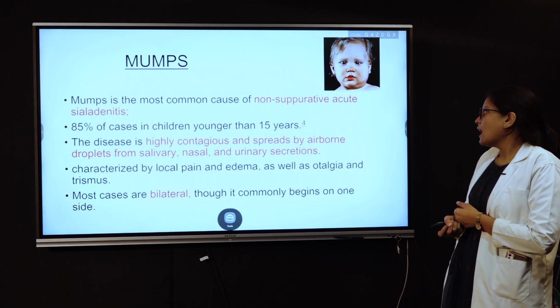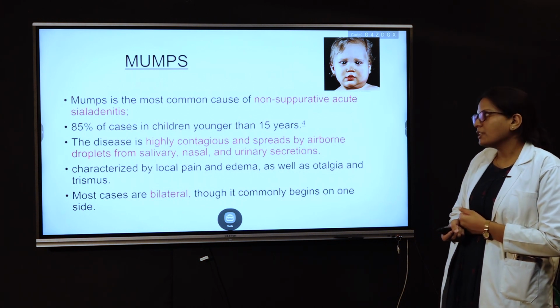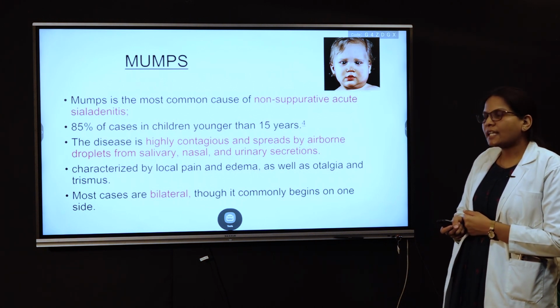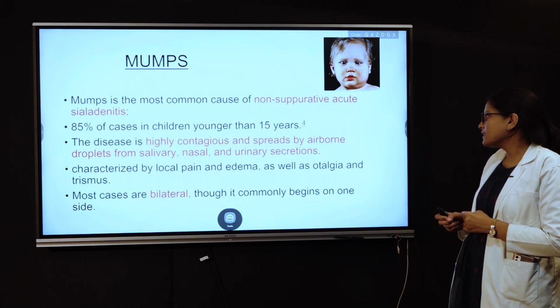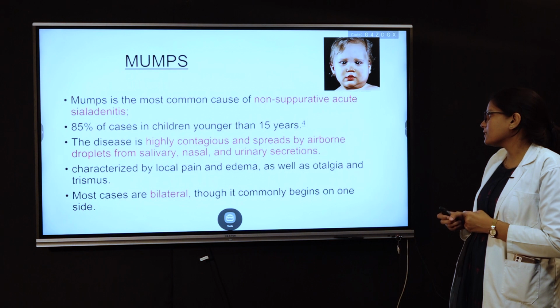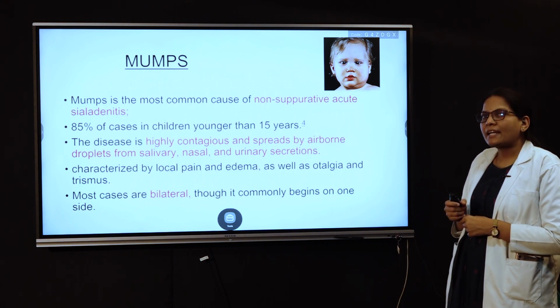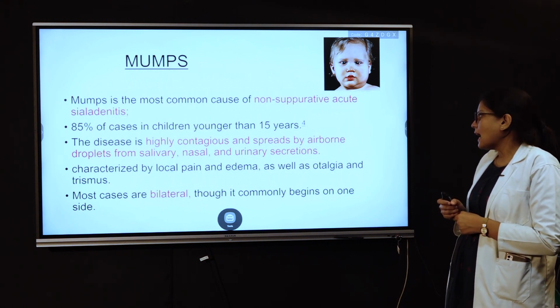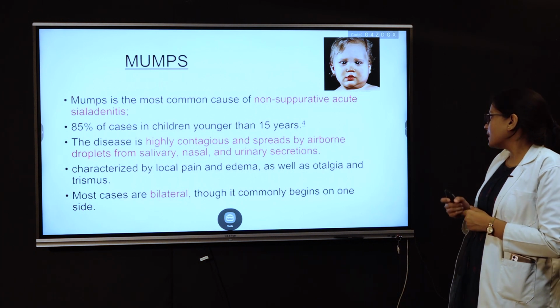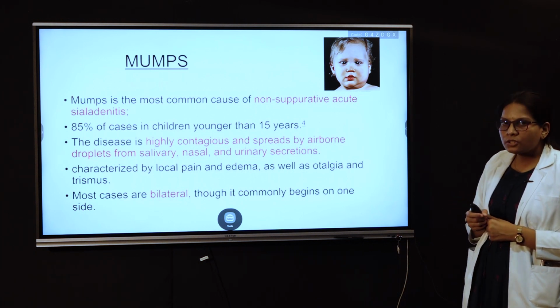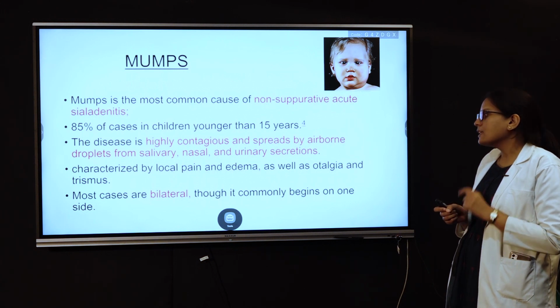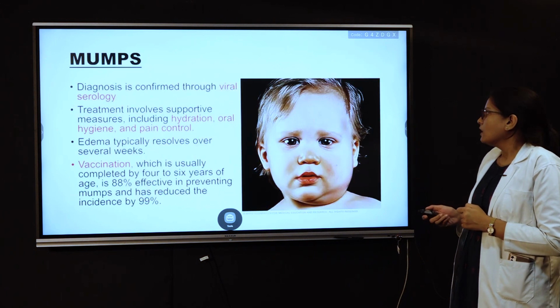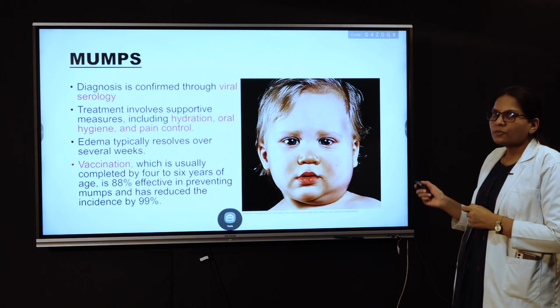85% of the cases are seen in children younger than 15 years of age, and the disease is highly contagious and spreads by airborne droplets from saliva, nasal secretions and urinary secretions. This condition is characterized by local pain and edema, as well as otalgia, that is the pain in the ear, and trismus, that is reduced mouth opening. And most cases are bilateral, though it commonly begins on one side. So clinically, the child presents to you with this condition.